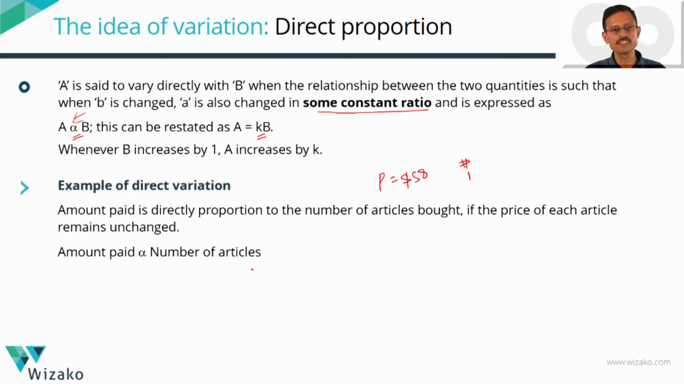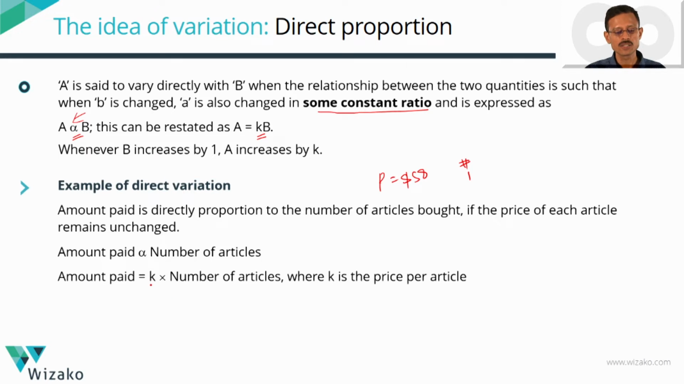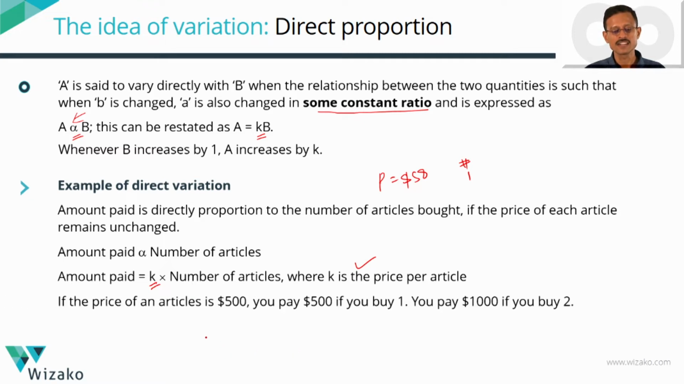So writing it in terms of an equation, we'll say amount paid is equal to K times the number of articles. What is K? K is the price per article. So if I buy one article and the price per article is $500, I'll end up paying $500. If I buy 2 articles, I'll end up paying $1,000. If I buy 10 articles, I'll end up paying $5,000. So this is the idea behind direct proportion. If B increases, A increases in a constant ratio, and that constant ratio is what we'll usually find out when you're trying to solve these questions.